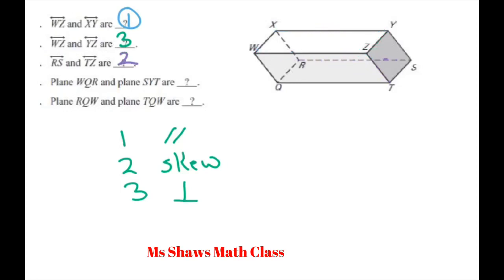And finally, we have WQR and SYT. So that's basically the sides of each box. They're parallel. These are planes, so that's parallel. And then we also have RQW and TQW. So that's basically the front and the side, and those are perpendicular. So that's 3. And that's it.